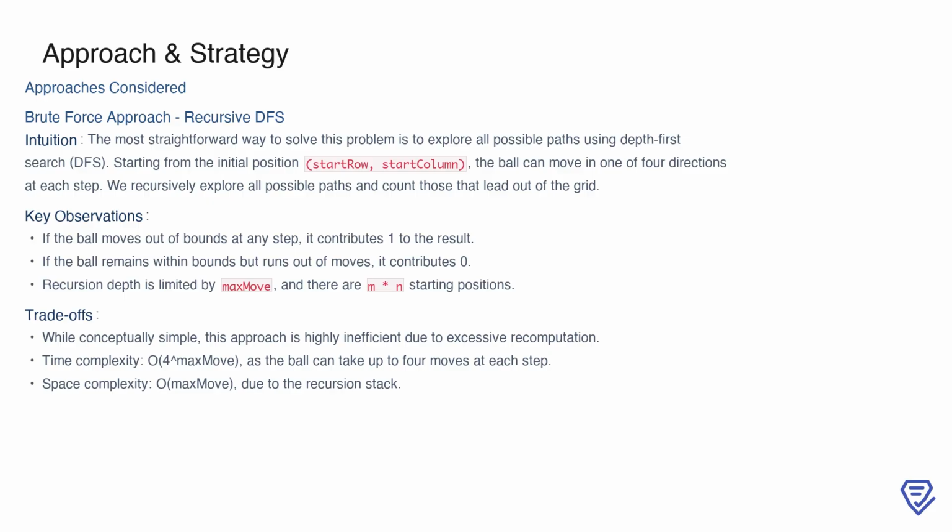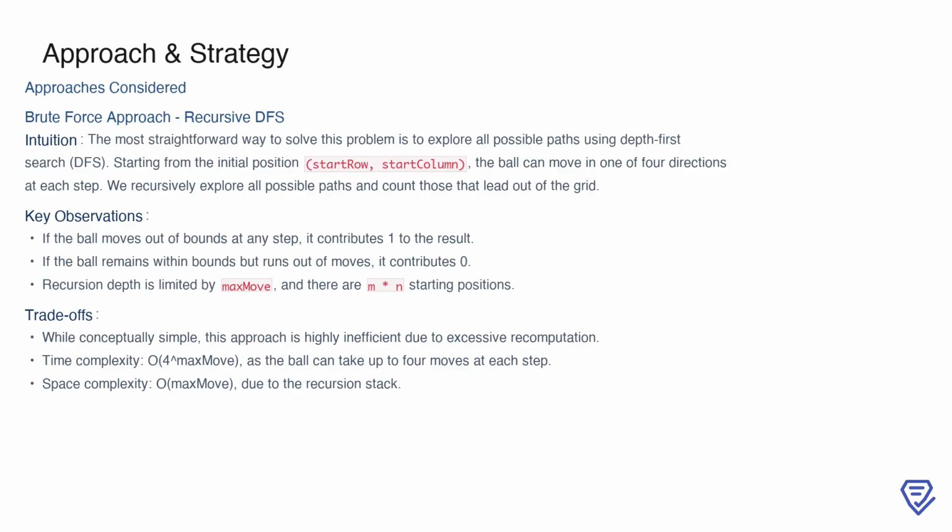The recursion depth is limited by the maximum number of moves allowed, and because the ball can start from any of the grid cells, we must account for all m*n starting positions. However, this approach comes with significant trade-offs. The time complexity is exponential, O of 4 to the power of max move, since there are 4 possible moves at each step, and the space complexity is O of max move, due to the recursion stack.